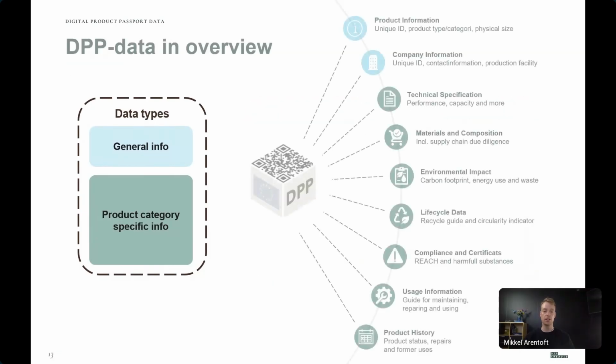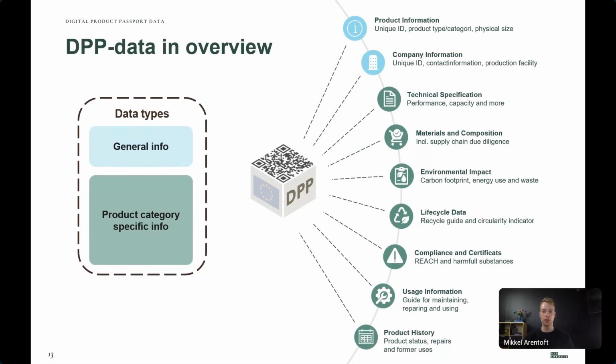Taking a closer look at this data. The content of the digital product passport is not disclosed yet, but looking at the ESPR framework, it might include general information such as product and company information, and specific information such as the product performance, the material data, the environmental impact of the product, recycling data on how to recycle your product, disclosure of any hazardous substances, usage-related information such as maintenance and repair, and product history. Let's take a look into some of these data and how you might acquire them.